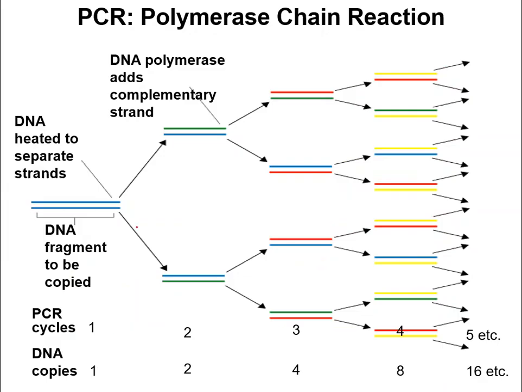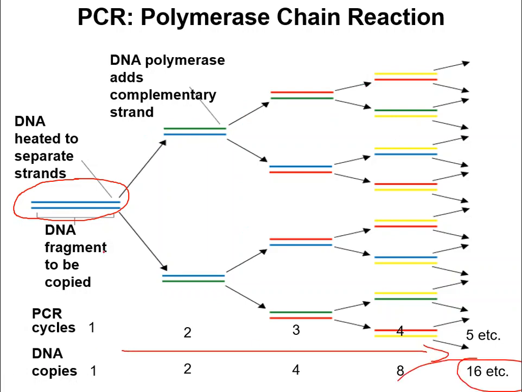Right, so here's a visual of it. You start with your double-stranded DNA. High temperature separates the two strands. Each strand has a complementary strand built onto it. And then you just repeat that over and over and over and over again. So you very, very quickly get potentially thousands of strands of DNA after just a couple rounds, right?